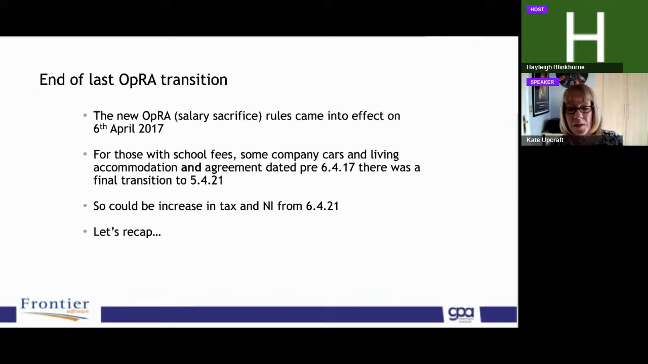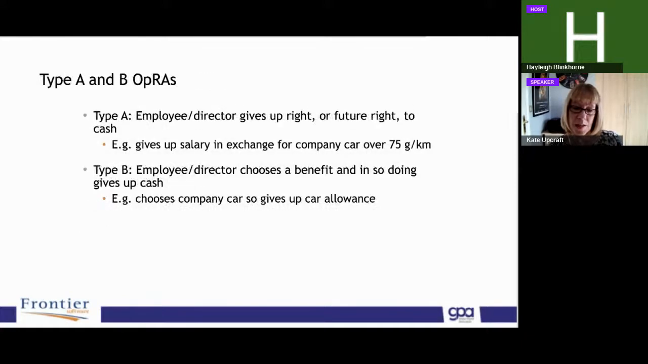Predominantly, this affects company cars. It does affect some of my clients who've got school fee sacrifices or operas, and some of my clients with living accommodation arrangements, but predominantly it's company cars where this is the issue. So if we have a look at what these two types of arrangements are, and an example of one of those. Thank you. If we could have the next one.